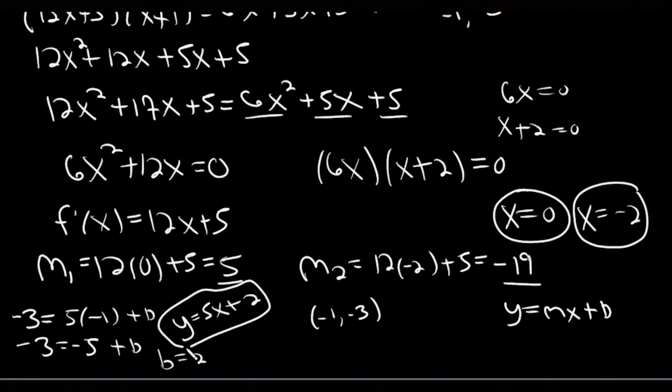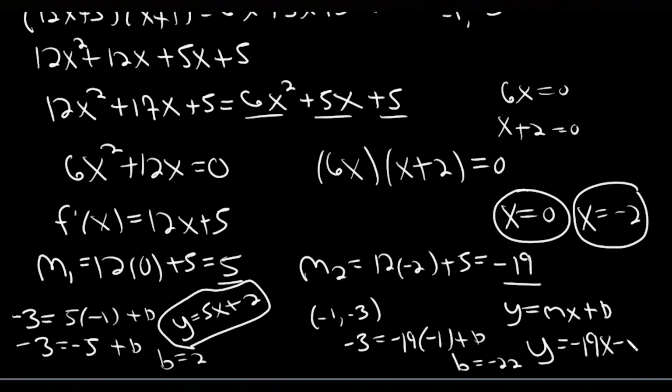All right. Now we have to get the other one. So to get the other one, again, I'm going to plug in negative 19 now into my slope. So I'm going to say here, negative 3 equal to negative 19. My x value is negative 1, and then plus b. Okay, so solving for b, this ends up being positive 19. So I have to subtract over 19. So I have to do negative 3 minus 19. That gives me negative 22. So b is equal to negative 22. And then finally, putting it all together, we get y is equal to negative 19x and then minus 22.